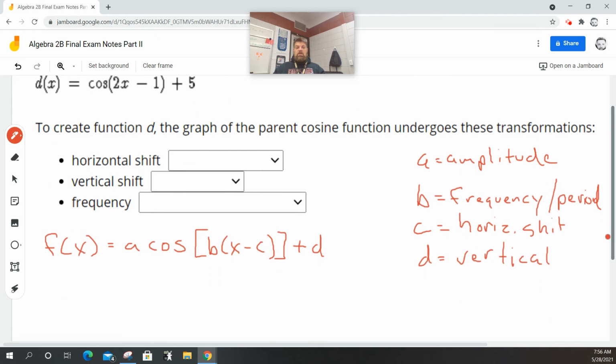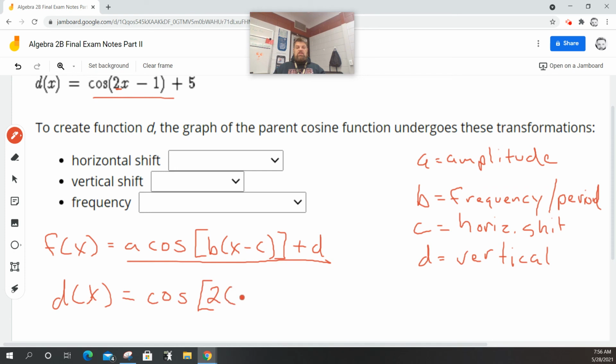So before I can move forward, I got to make this look more like this. So that means I got to factor out this 2. I got to put another set of parentheses in there. So this is not the easiest for some kids to do, but it's just going to be cosine, and I'm going to factor out the 2, which leaves me with x. See, I want to get that x by itself. But then I got to figure out, what do I multiply 2 by to get negative 1? Well, it's actually negative 1/2, right?